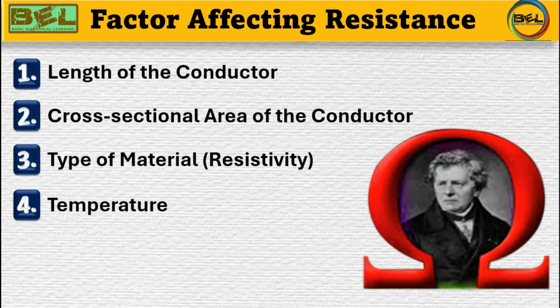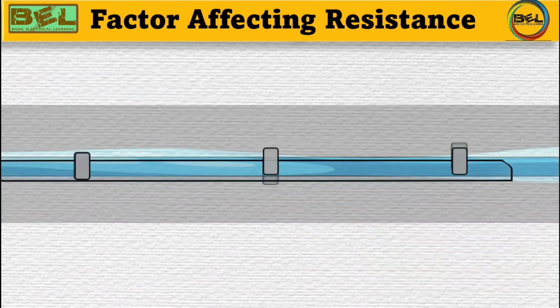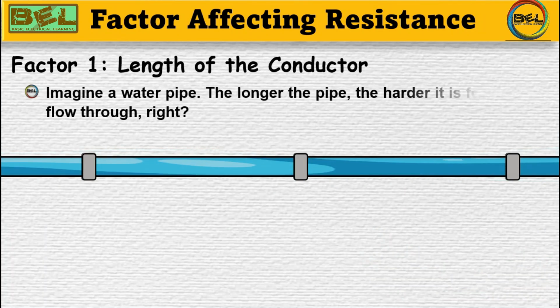Factors affecting resistance. Now let's get into the heart of today's lecture, the four main factors that affect the resistance of a material, and they are length of the conductor, cross-sectional area of the conductor, type of material or resistivity, and temperature. Factor 1. Length of the conductor.